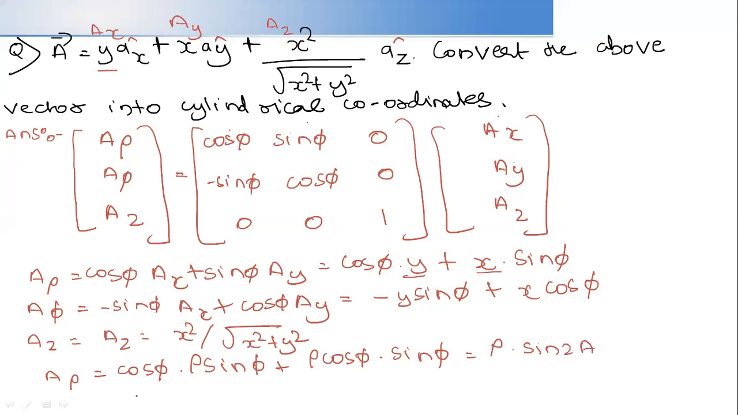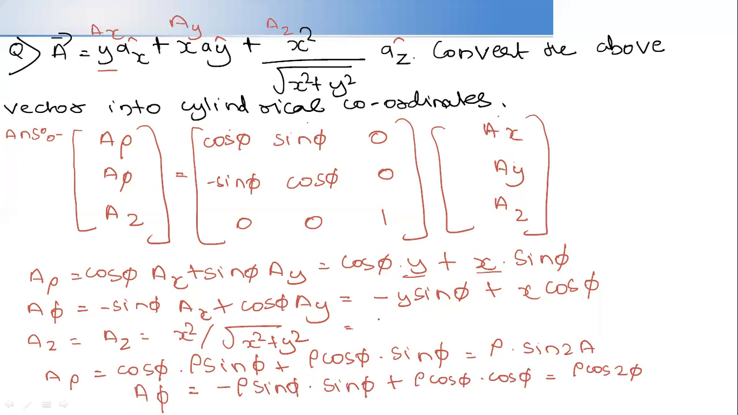And then a phi, similarly: minus y sin phi. Now what is y? Minus rho sin phi into sin phi plus x, what is x? Rho cos phi into cos phi. So here also what do we get? Rho cos 2 phi is what we get here too. Okay. What will az be? What is x? Please tell me what is x when we come to cylindrical coordinates.